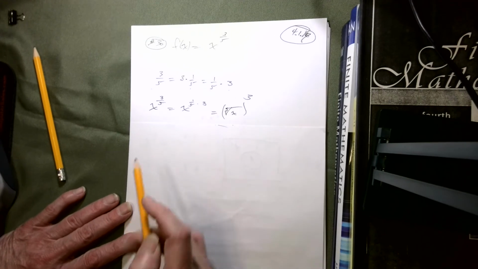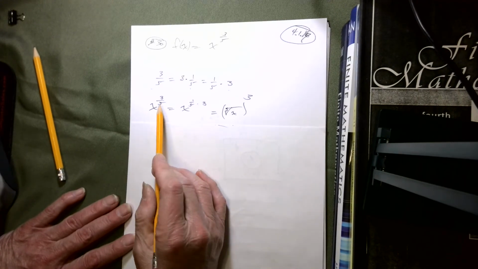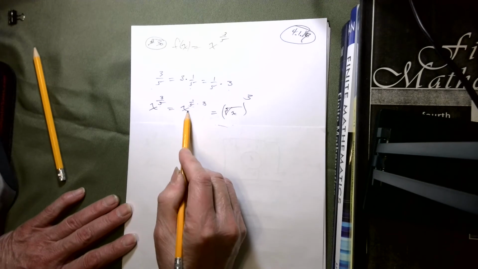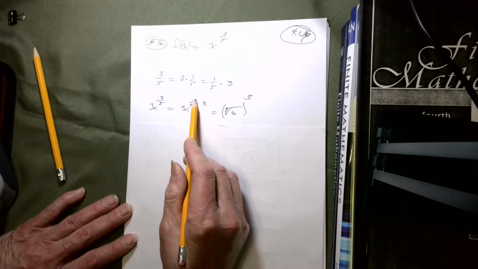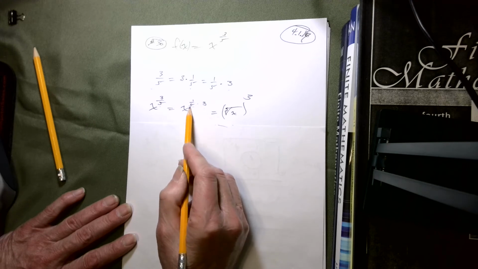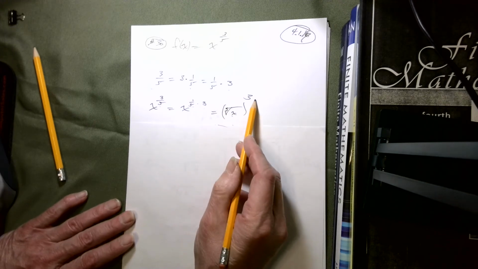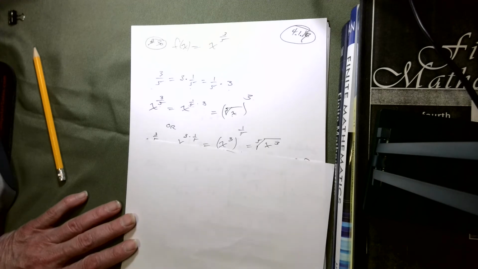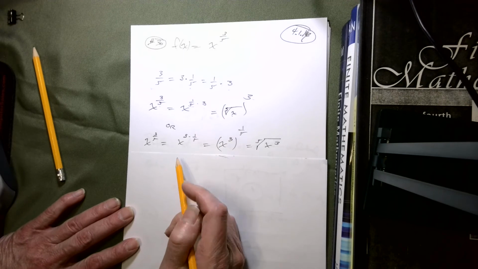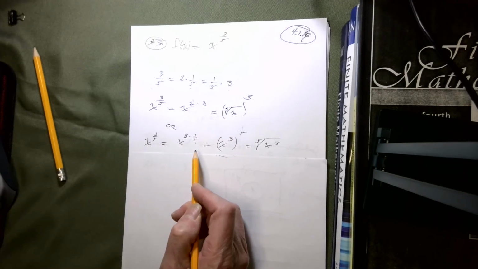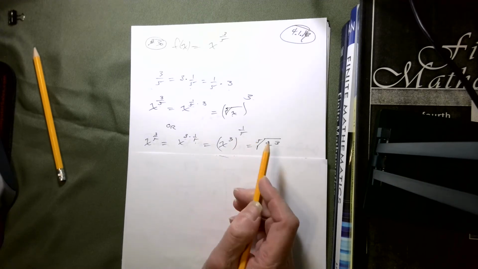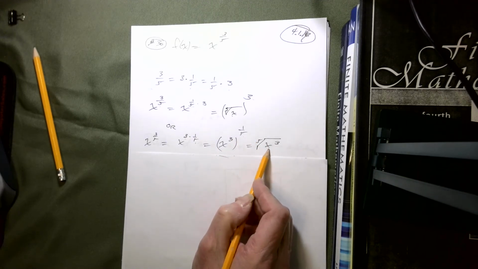And I claim the answer is no, because if I write this, the 3/5 as 1/5 times 3, so I'm using this form, then I write this as x to the 1/5, to the power of 3. The 1/5 means what? The fifth root, and then you cube that number. The other possibility is to write the 3/5 as 3 times 1/5. Then you take the x cubed and then you raise it to the 1/5. So this would mean the fifth root of x cubed.